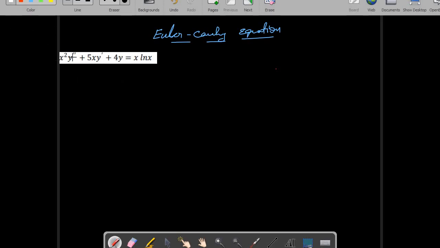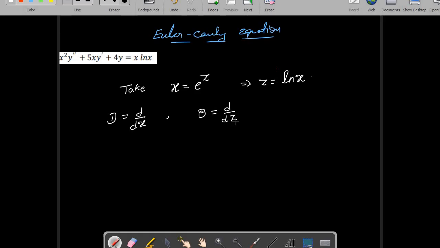Now the solving technique for this is we need to take x equal to e power z. It means z equals ln x. We already know that capital D represents the derivative with respect to x, and similarly D square and so on. Now with respect to z, we will introduce a new operator that we call theta. This represents the derivative with respect to z.